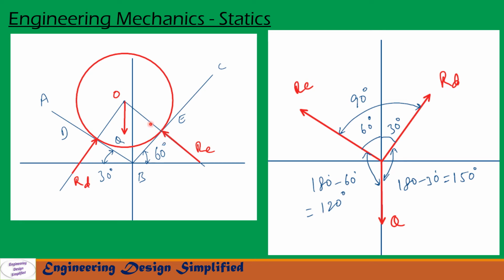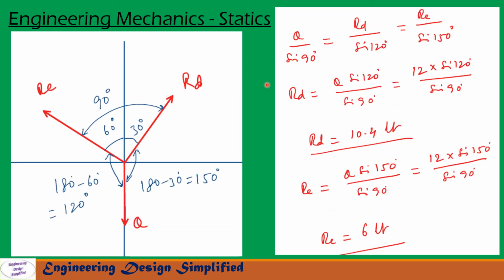So angle between RE and vertical will be 60 degrees again. So that is shown here. RE is drawn towards this direction. So angle between RE and vertical is 60 degrees. So total angle between RE and RD will be 90 degrees. So Q is acting downwards, so angle between RD and Q will be 180 degrees minus 30, that is 150 degrees. Similarly, angle between RE and Q will be 180 degrees minus 60 degrees, that is 120 degrees.